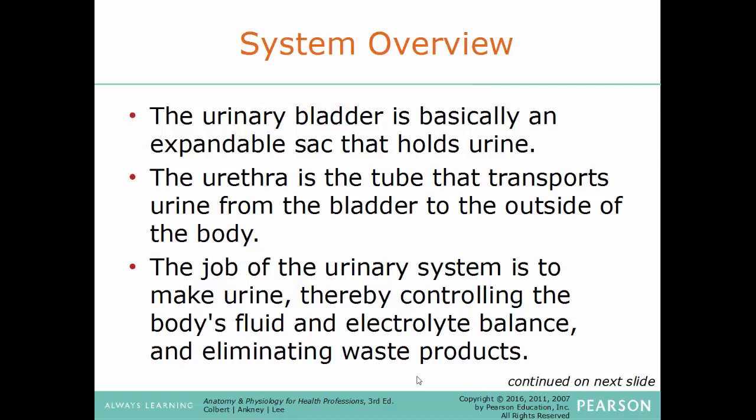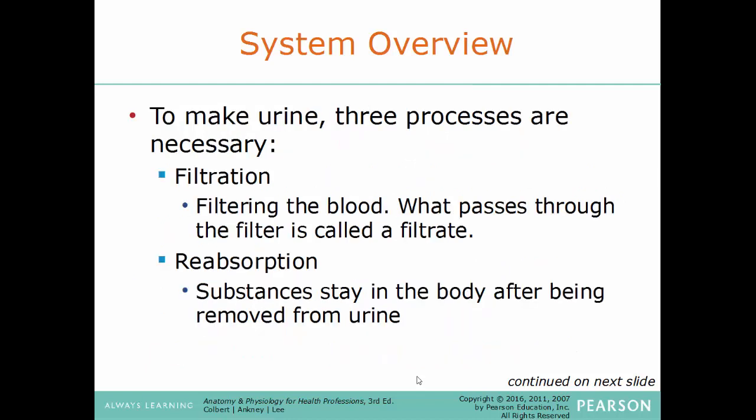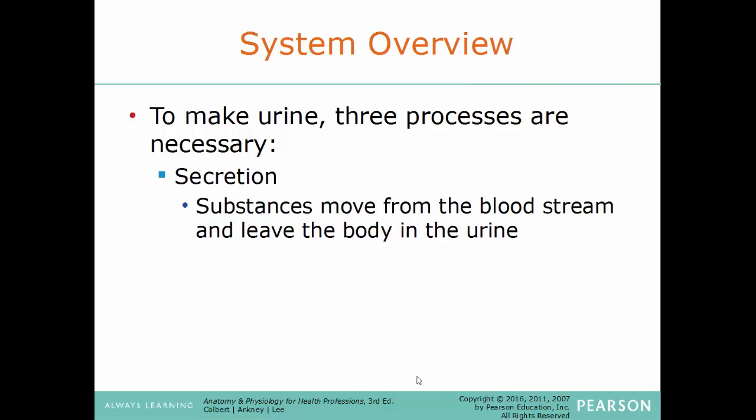And the job of the urinary system is to make urine, thereby controlling the body's fluid and electrolyte balance and eliminating waste products. To make urine, there are three processes that are necessary. You have filtration, as a reference to filtering the blood. And what passes through the filter, that we'll talk about a little bit later on, is called filtrate. Then you have reabsorption, substances that stay in the body after being removed from the urine. And lastly, you have secretion, substances that are moved from the bloodstream and then leave the body in the urine.